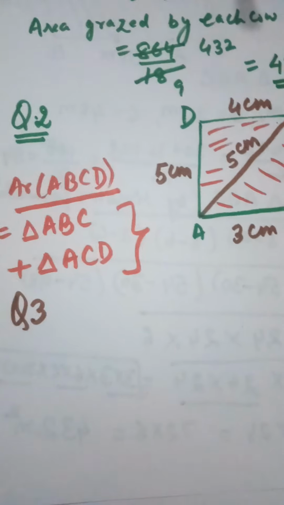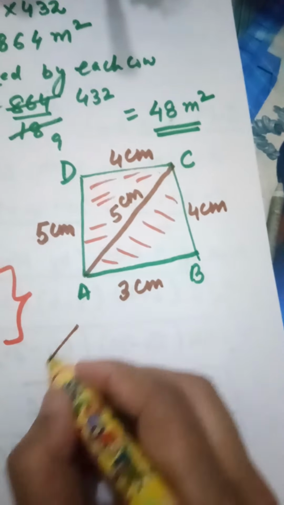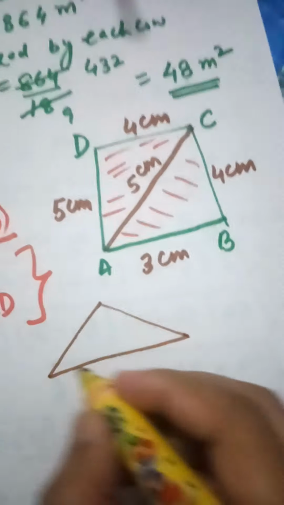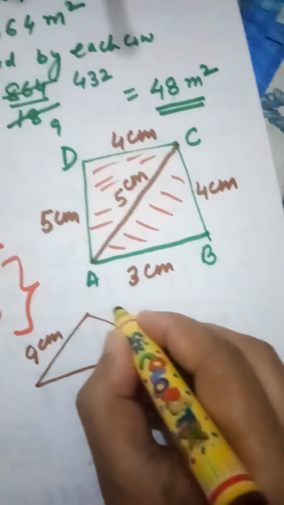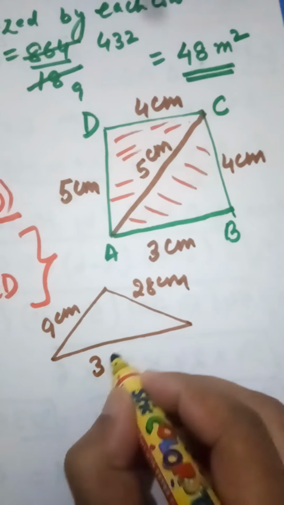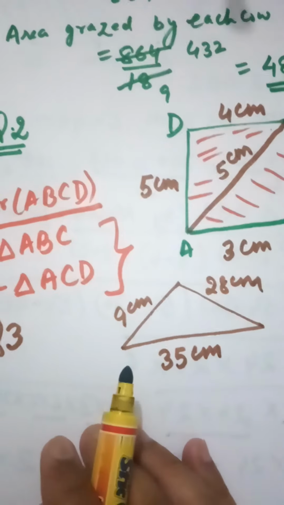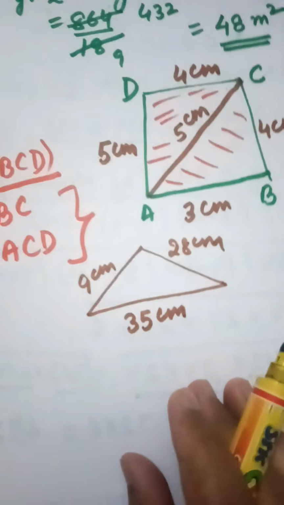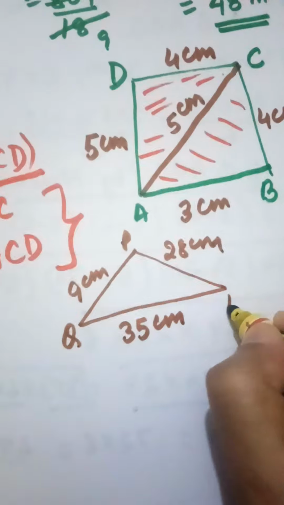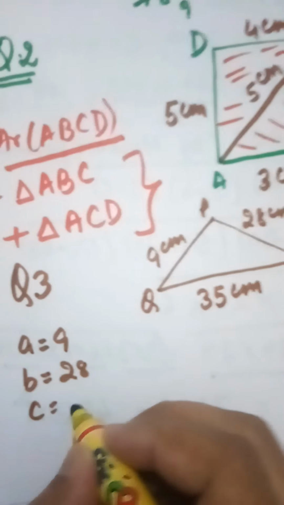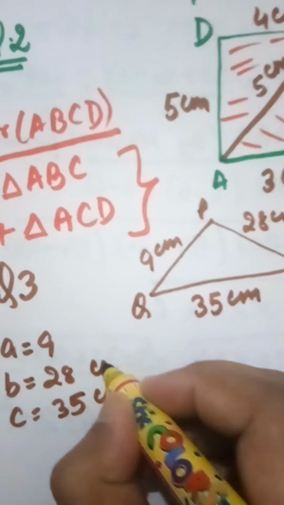I have a triangular tile. The triangular tile is given to me. The dimensions are 9 centimeter, 28 centimeter, and the third dimension is 35 centimeter. So these are the three sides of the triangle. I can label it as PQR if I want to label. And now here A is 9, B is 28 and C is 35, all dimensions in centimeters.